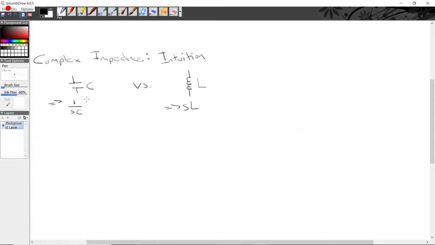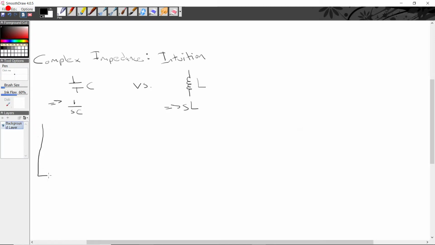So for a capacitor of some capacitance C, we have 1 over SC, and remember, the variable S is related to frequency. It's not exactly frequency, but it's related to frequency. And for an inductor with an L Henry inductor, we have SL. So what we're going to do is actually draw the graphs of 1 over SC and SL to see what they look like. So let's draw 1 over SC.